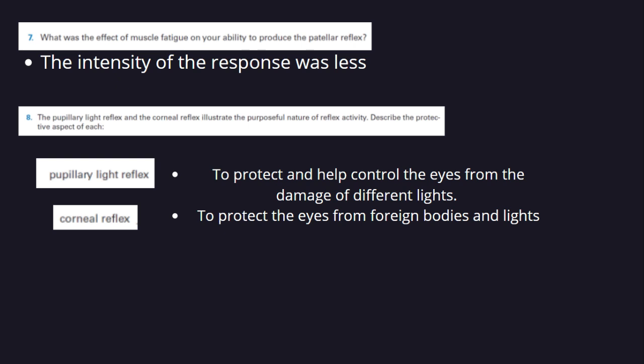Number 7. What was the effect of muscle fatigue on your ability to produce the patellar reflex? The intensity of the response was less. Number 8. The pupillary light reflex and the corneal reflex illustrate the purposeful nature of reflex activity. Describe the protective aspect of each. Pupillary light reflex, to protect and help control the eyes from the damage of different lights. Corneal reflex, to protect the eyes from foreign bodies and lights.